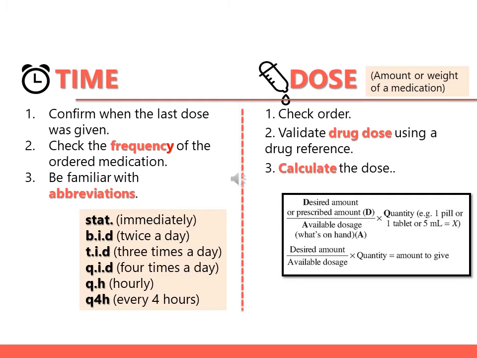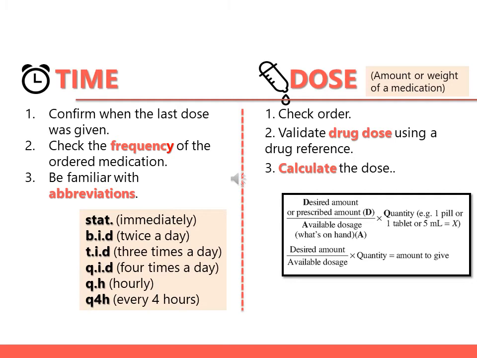Q4H means the medication should be given every 4 hours. When you go to certain hospitals, they have other abbreviations that you will learn. But these are the basic abbreviations that you need to learn in order for you to be able to follow the right time of medication administration.